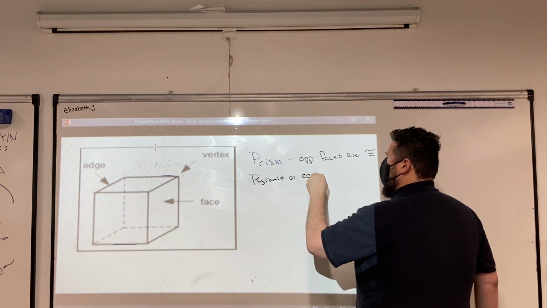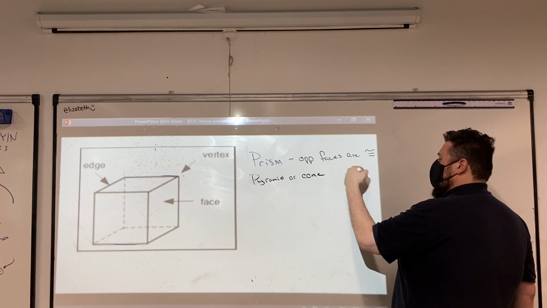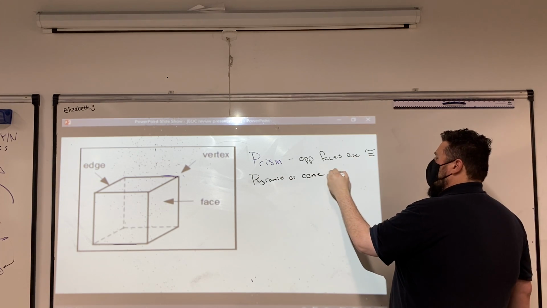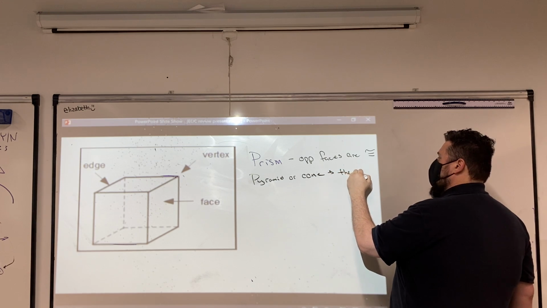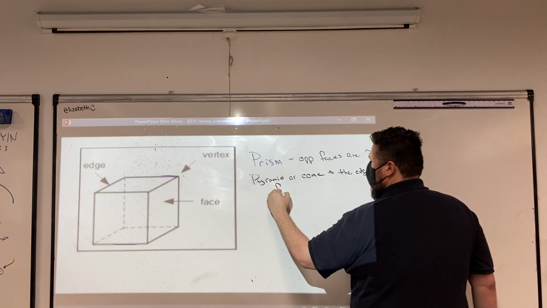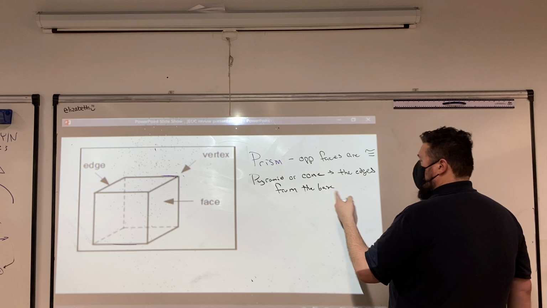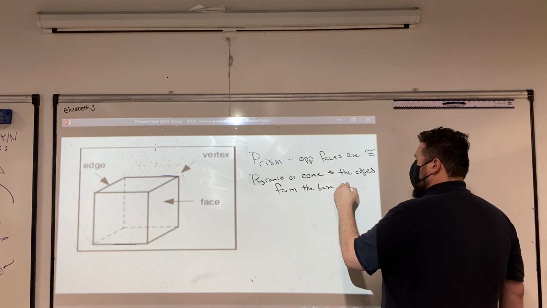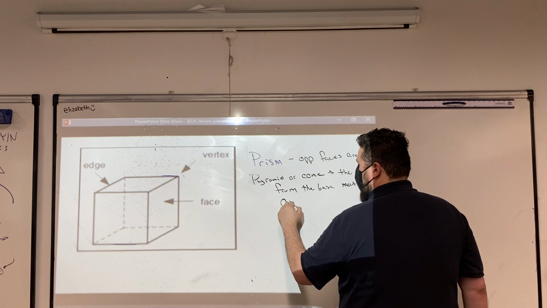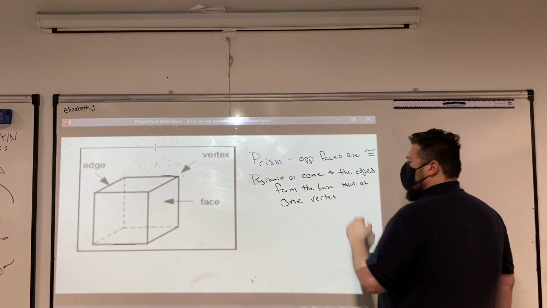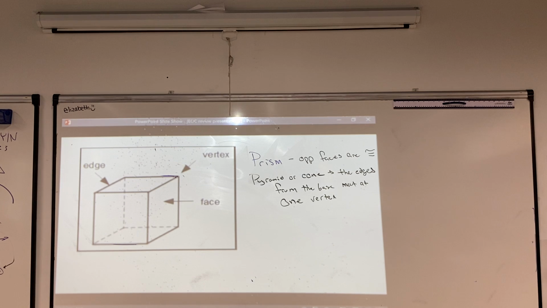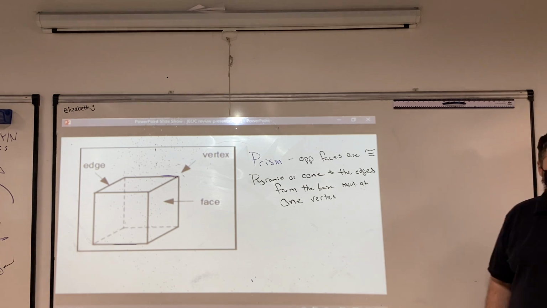If it's a pyramid or cone, the edges from the base meet at one vertex. And we'll have pictures that you guys will have to draw because I just wasted like 400 pages of toner. And then a sphere is just a three-dimensional circle. If I spin a circle, what do I get from there?